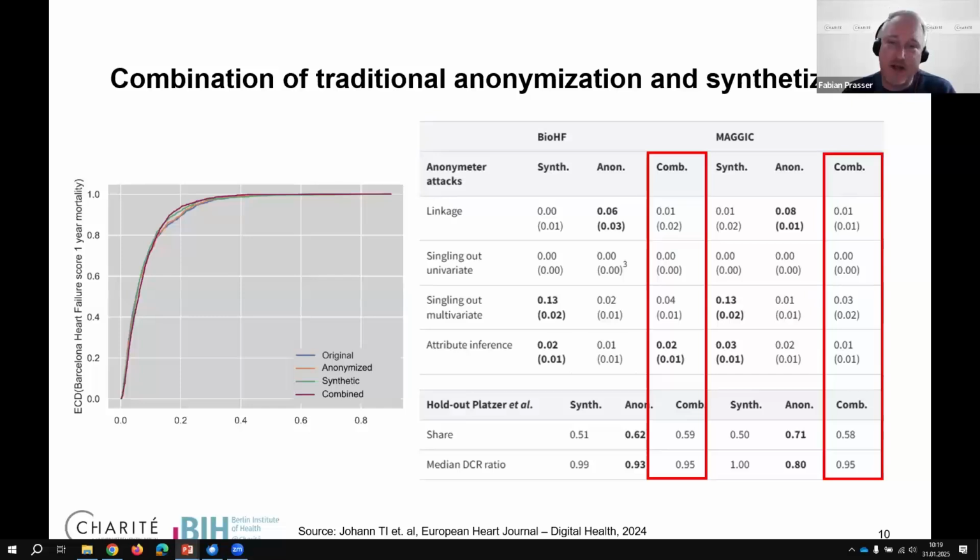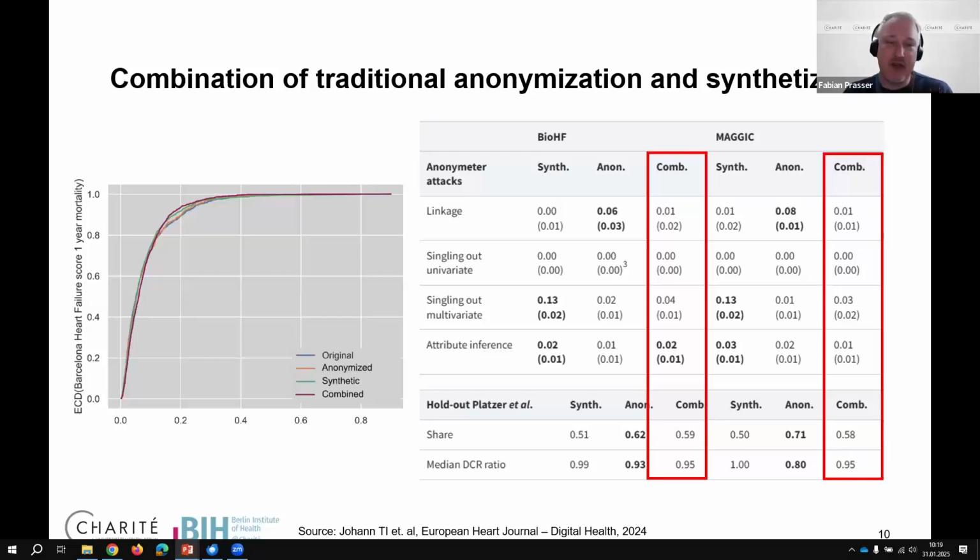Here's a recent study in which we did something that I find quite interesting. We compared how well synthesization works versus anonymization regarding utility and risks. Won't go into details on the numbers here. You can see that both of them somewhat work, but also have residual risks. But then we also performed a combination of both methods, right?